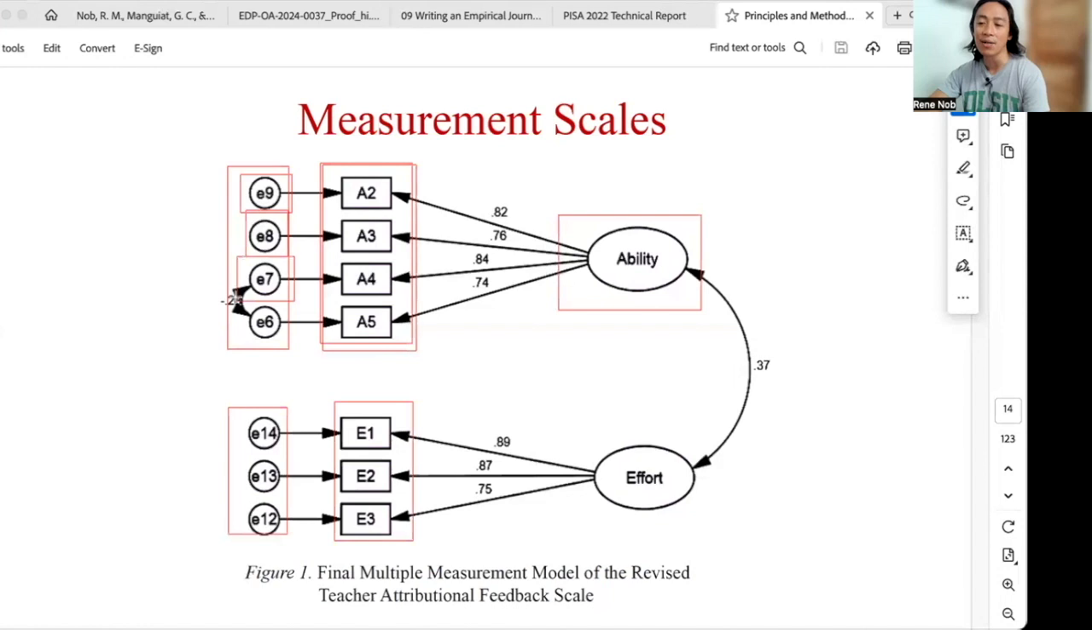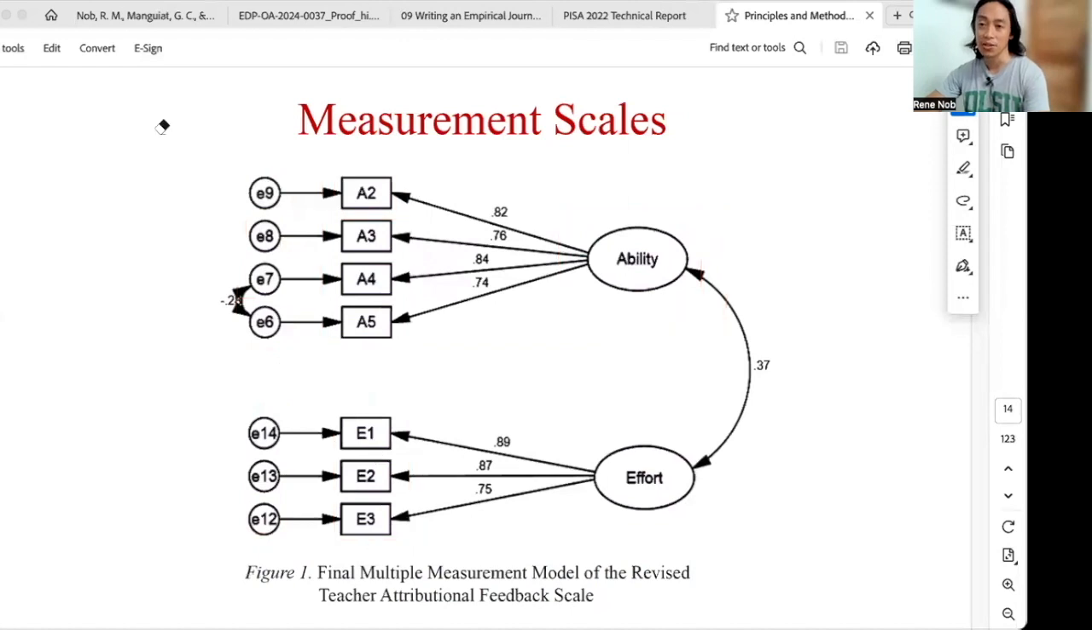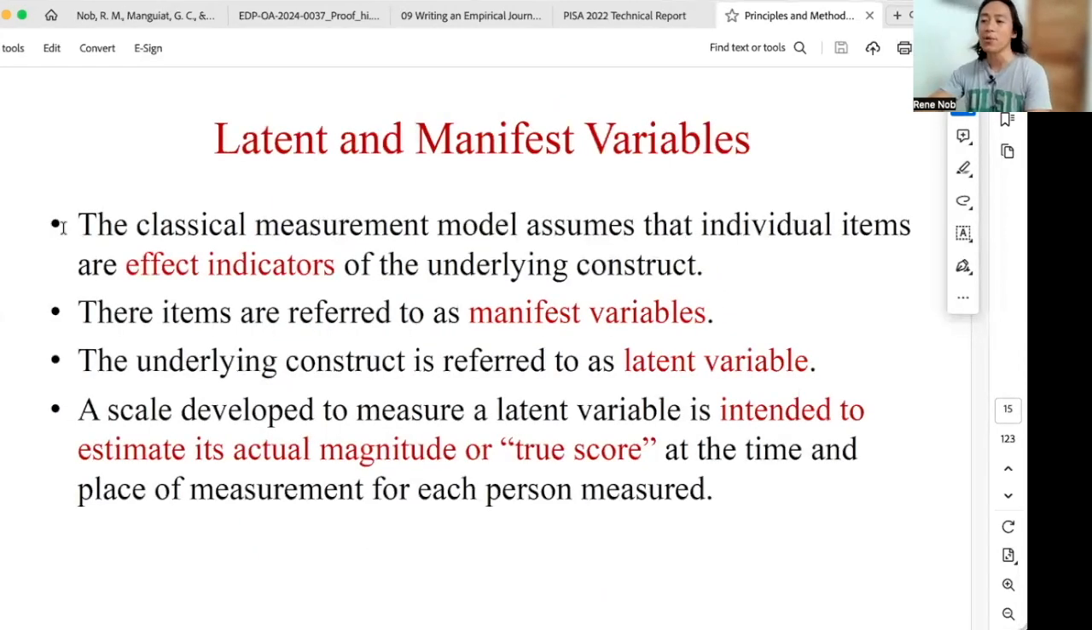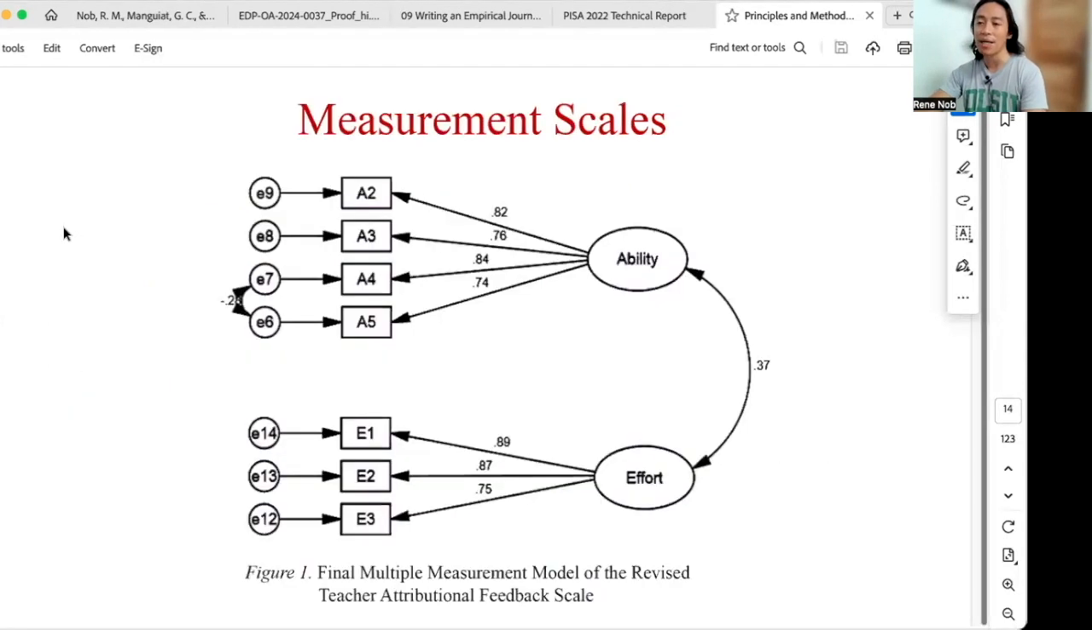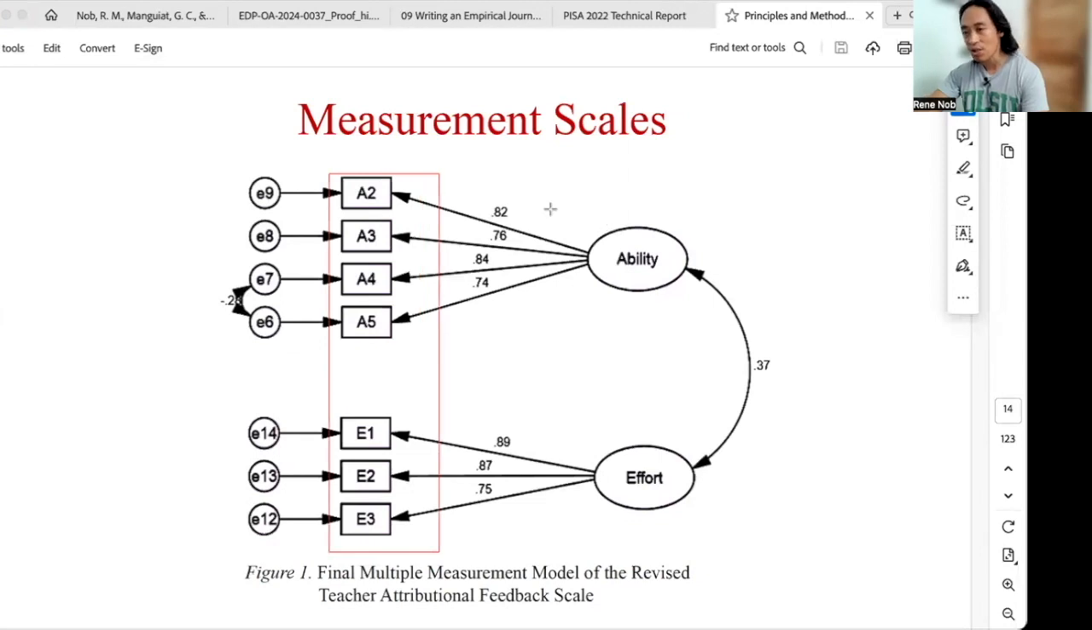What random factor? It could be anything. You're rushing, you're hungry, it's hot, your mood, the lighting condition in the room. We also understand that the way we respond to each of the items can also be partly, although hopefully minimally, influenced by something else other than the construct. So those are errors. The underlying construct is referred to as the latent variable. So if these are manifest variables, the constructs are what we call the latent variables.